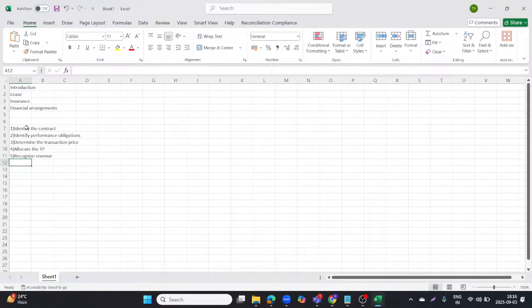Now identify the contract means there should be 2 or more contracts, that means a single customer, negotiated as a package with one commercial objective. The amount paid under one contract depends on the price or the performance under another contract. The goods or services to be transferred under the contracts constitute a single performance obligation.